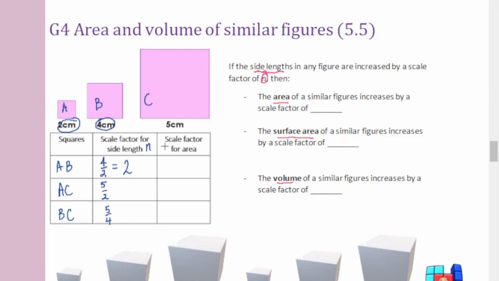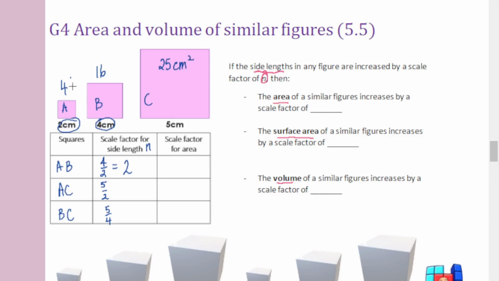Now let's have a look at the scale factor of the area. Can we find a pattern there? Now the area of the first shape is 2 times 2, which is 4. The area of the second one is 4 times 4, which is 16. And the area of the last shape, 5 times 5, is 25 centimeters squared.